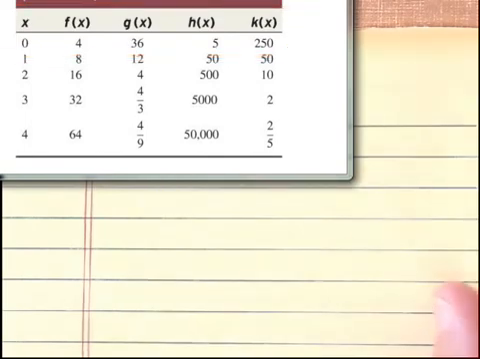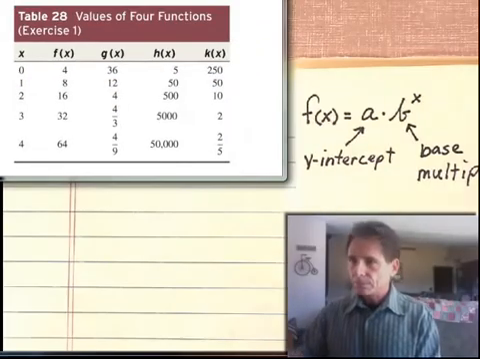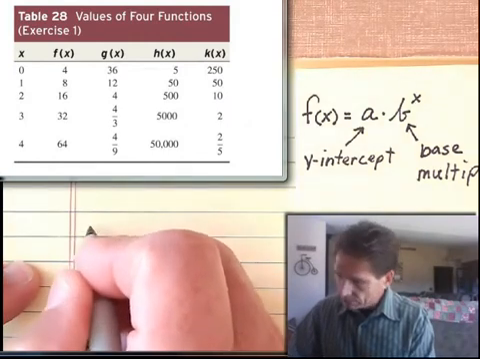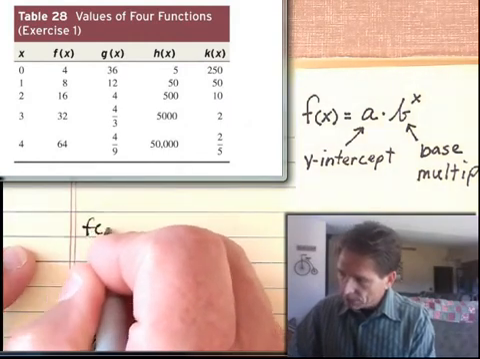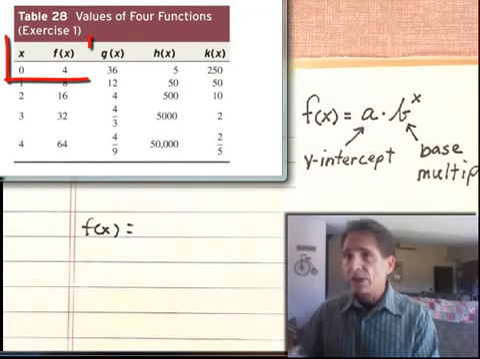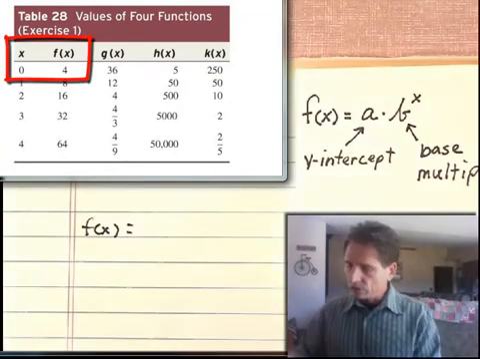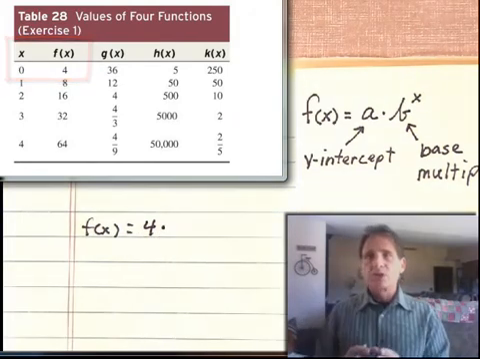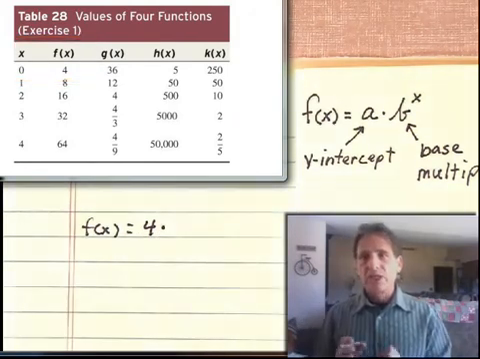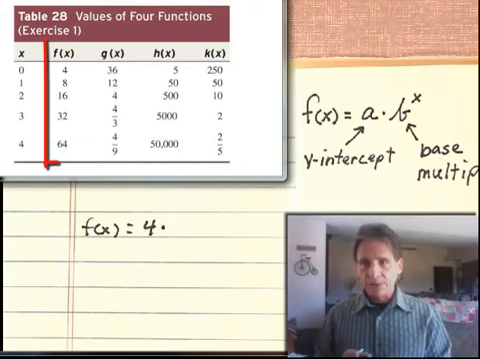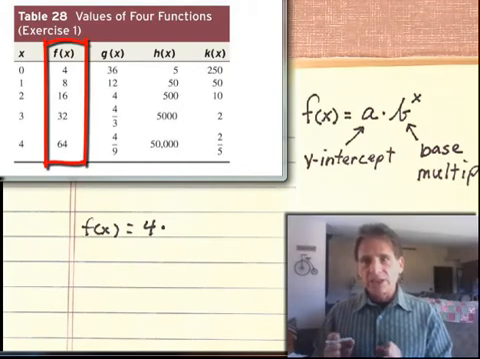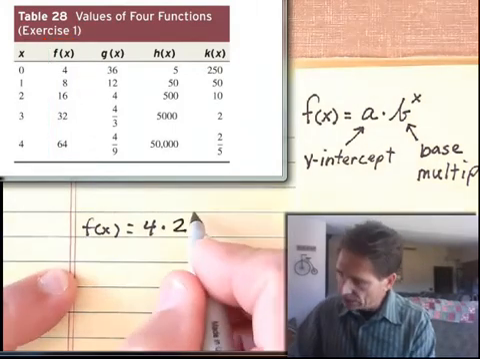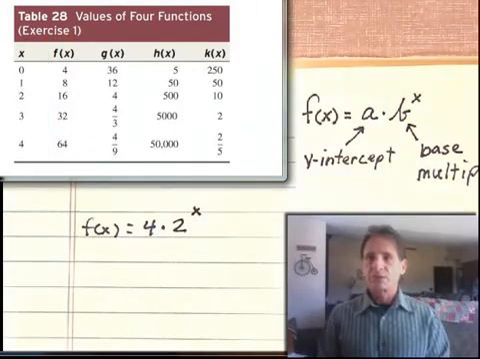So therefore, we can just start out on f of x with a equaling where x is equal to 0, equaling the 4. Now, to find the base multiplier, you simply go from one number to the next and find out what you're multiplying by. 4, then 8, then 16, you're multiplying by 2, so 2 raised to the x. So there's f of x.